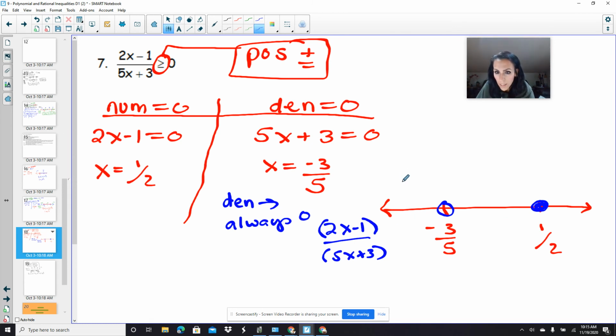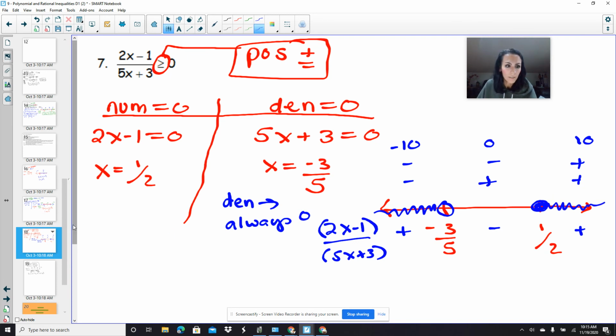Let's pick values. Let's pick a -10. Let's pick a 0 and a +10. All right, let's plug those in. We get a negative here divided by a negative. So negative times negative is positive. Over here, 0, that's a negative over a positive, so it's negative. Keep going. Positive, positive, positive. All right, we're looking for the positive region, so we shade there and there.